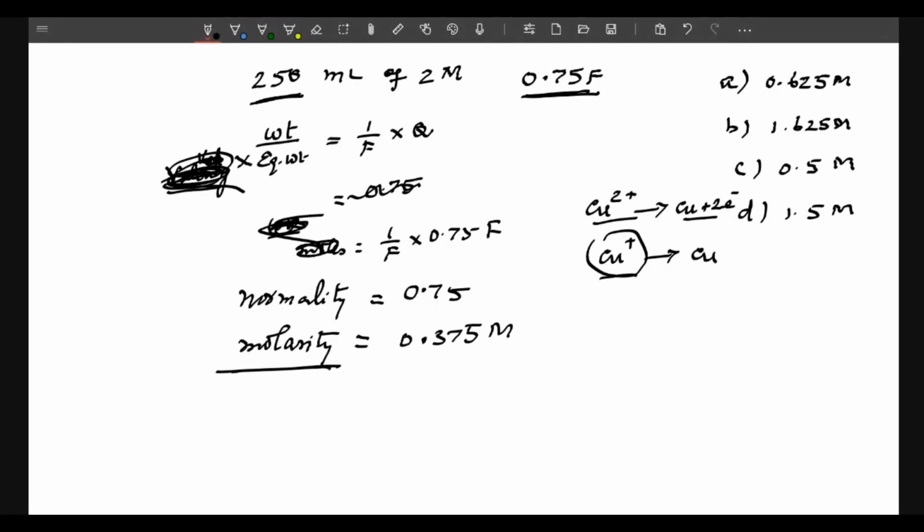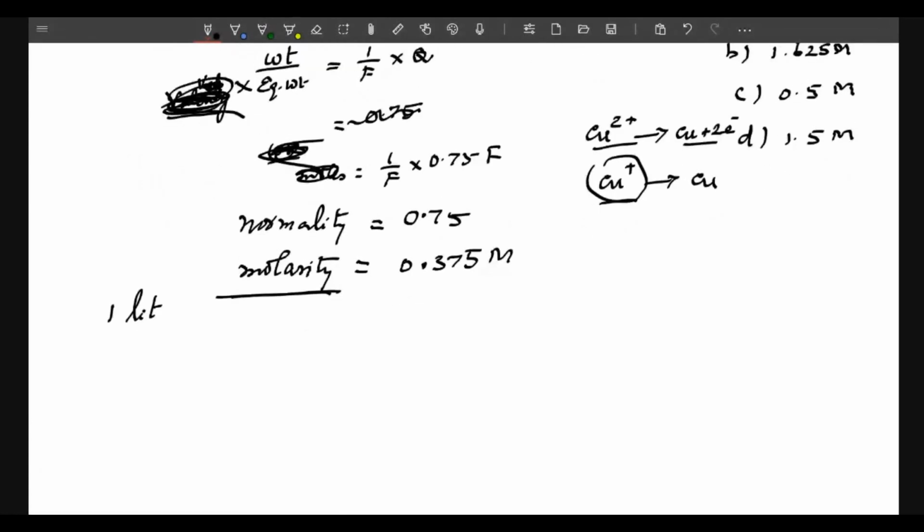Here we have calculated the molarity for 1 liter. But the problem given is 250 ml of the solution. Only if 1 liter of solution is present, so much molar is deposited, and the remaining would be the remaining after the electrolysis. But here 250 ml is taken. Therefore, convert this 1 liter of 0.375 molar into the equivalent for 250 ml.